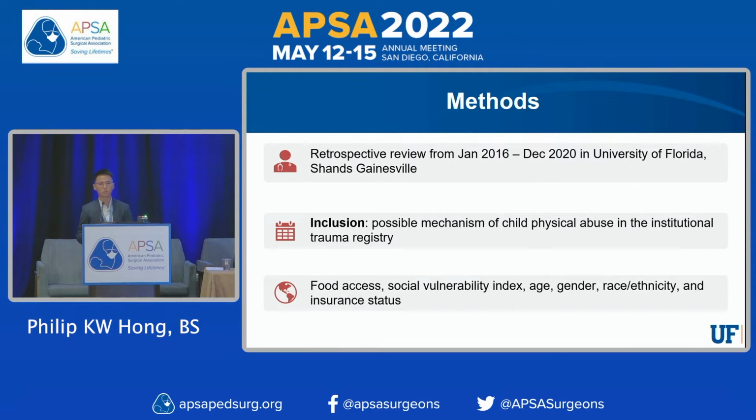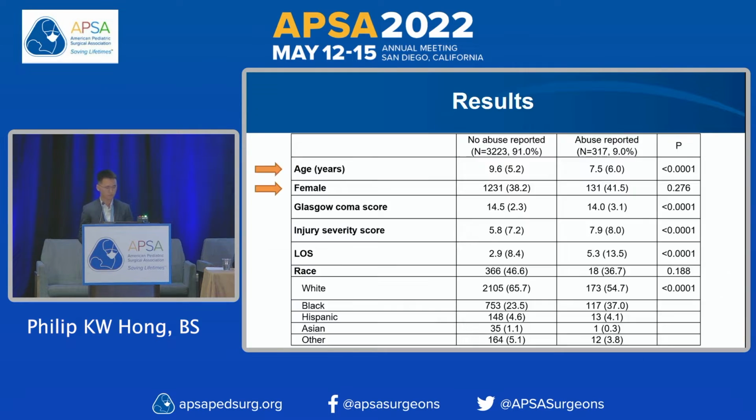This was a retrospective study from 2016 to 2020 at the only state designated level 1 trauma center in North Central Florida. We used our institutional trauma registry to identify patients with possible mechanism of child physical abuse, and we collected social determinants using census tract data, which was extracted from patients' reported home address for geocoding. There were 317 children with reported child physical abuse.